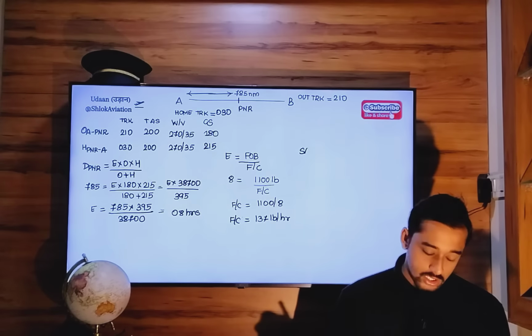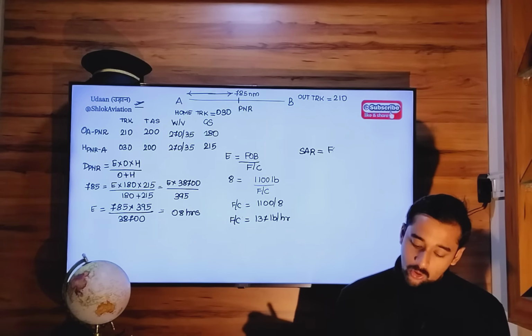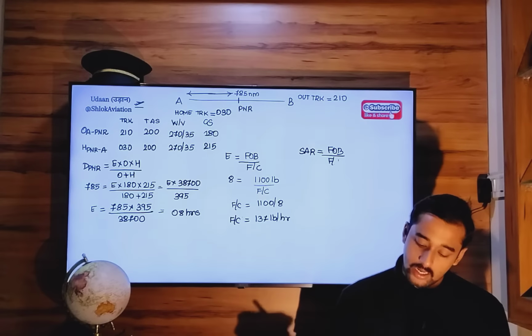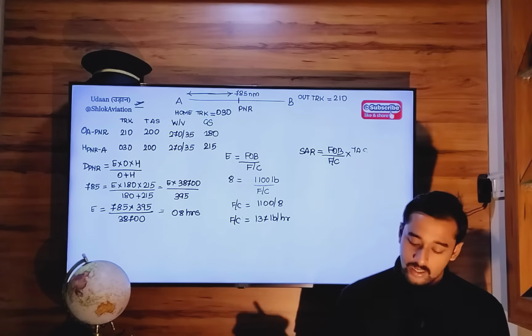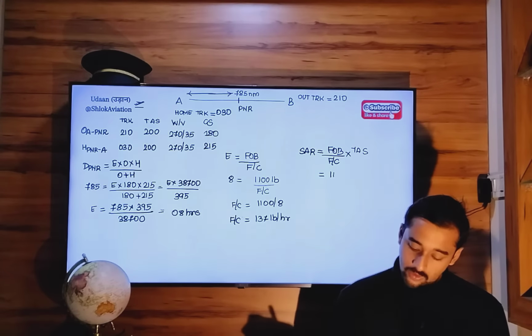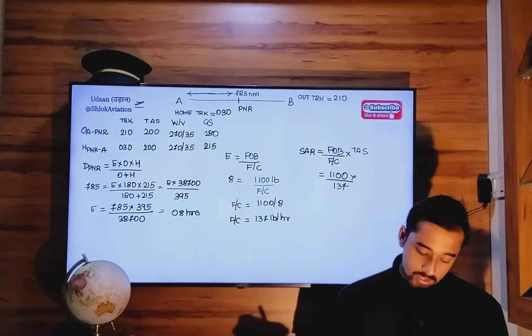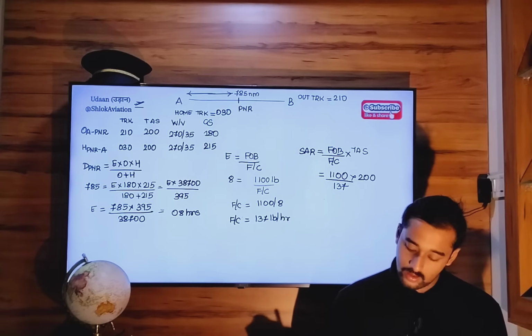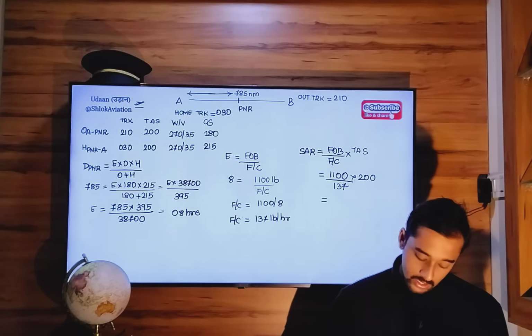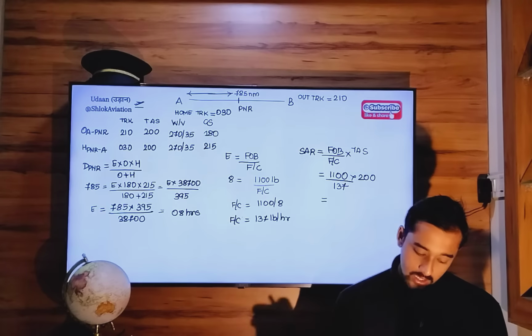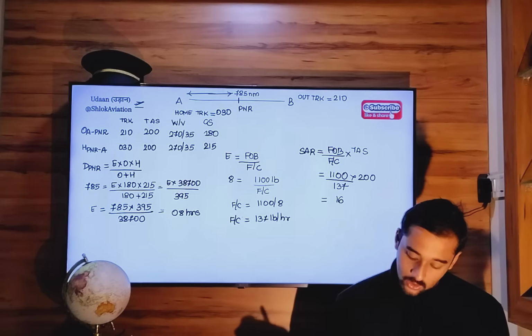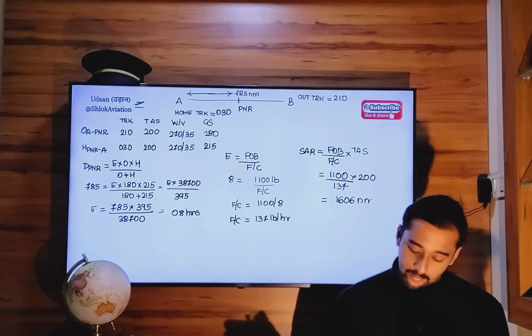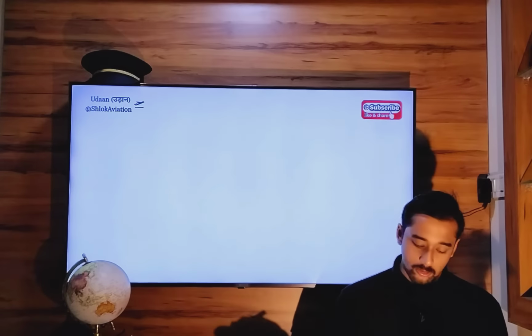Still air range is fuel on board by consumption rate into TAS. So 1100 by 137 into TAS, which is 200. So 1100 into 200 divided by 137 is 1606 nautical miles. So select the closest option.